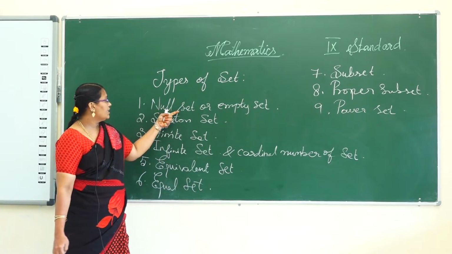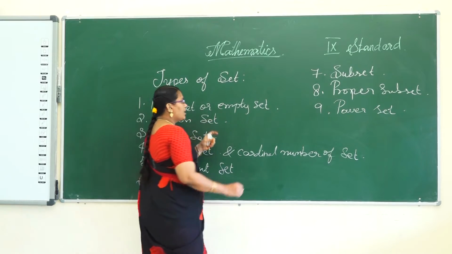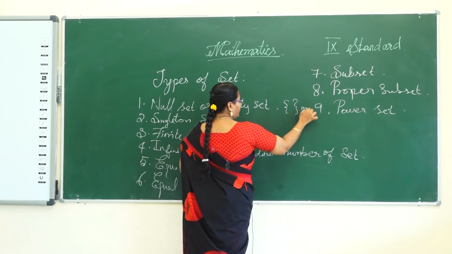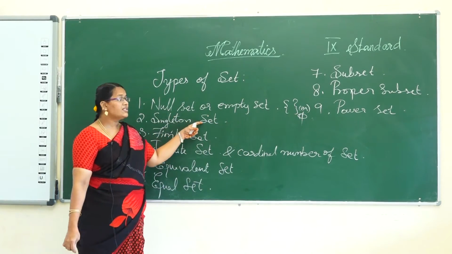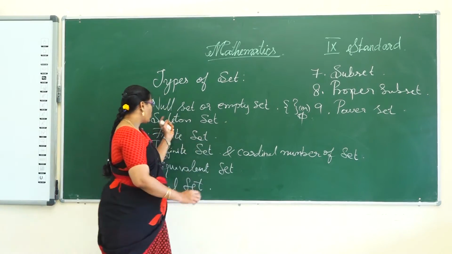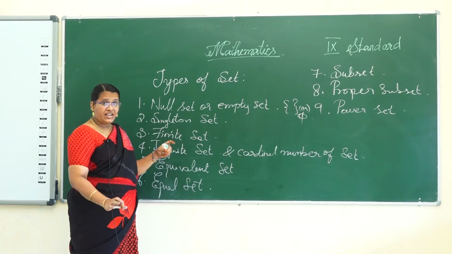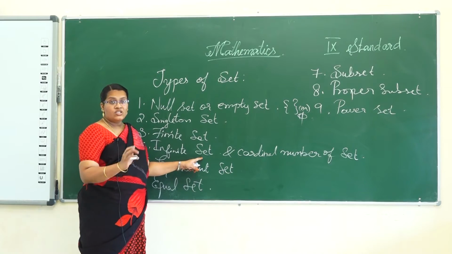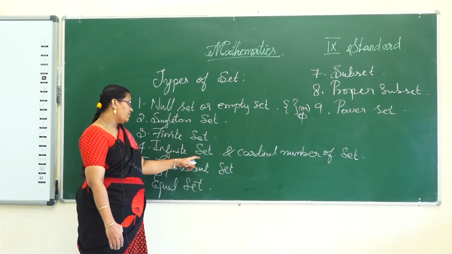What's the definition of null set? It contains no elements. That is called the null set or empty set. It is denoted by curly brackets or the empty set symbol. Singleton set means it contains exactly one element. Finite set means it contains a finite number of elements. Infinite set means it's not a finite set.